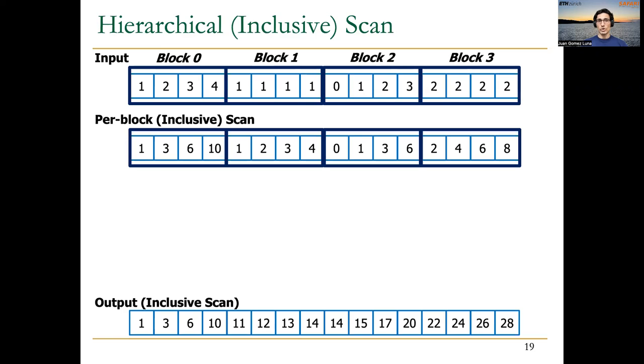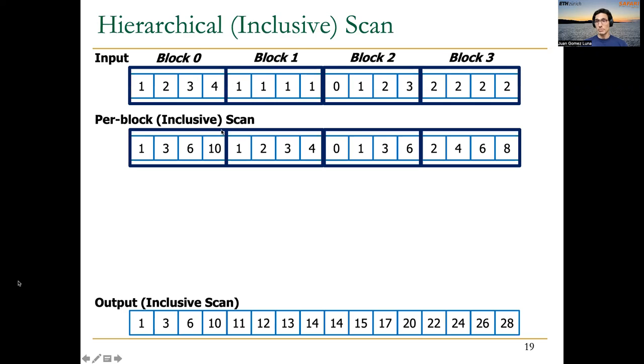And then, first of all, we will calculate a per-block inclusive scan. So as we can see, this intermediate array here contains the scan values, or the prefix sums, for the original input array.